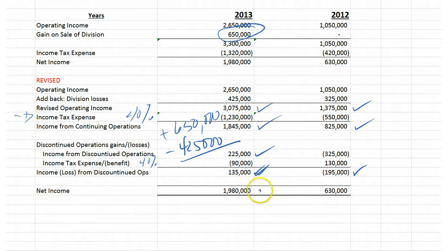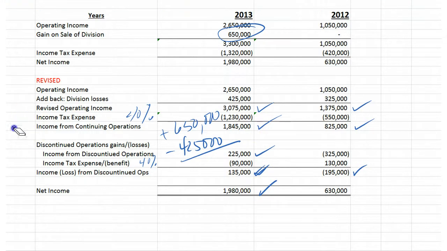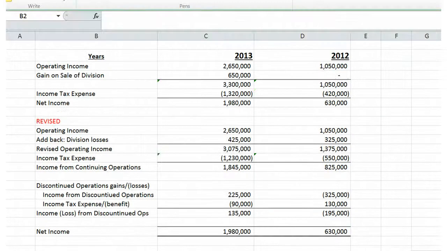And so, how do I arrive at net income? Let's get rid of some of these scribbles again. I arrive at net income by taking my income from continued operations plus my income from discontinued operations or minus my loss from discontinued operations to equal net income. All right, I hope that helps.